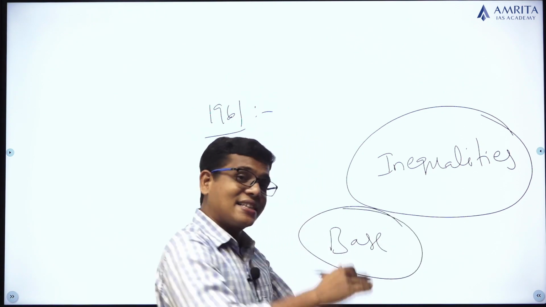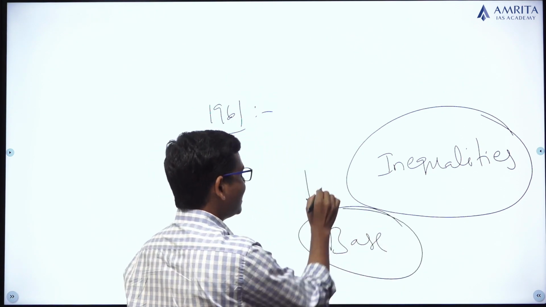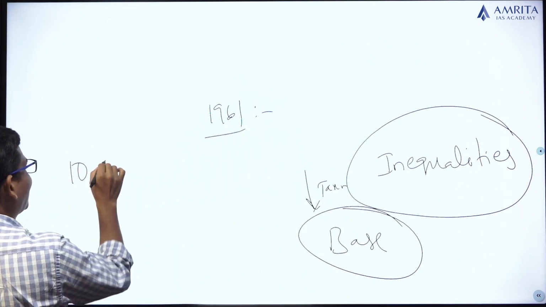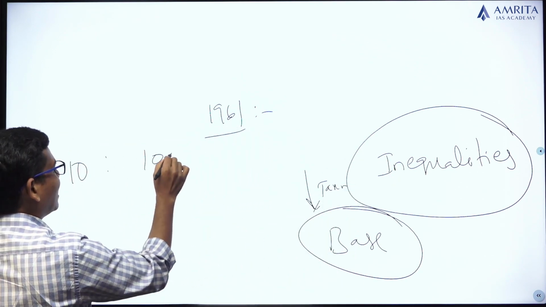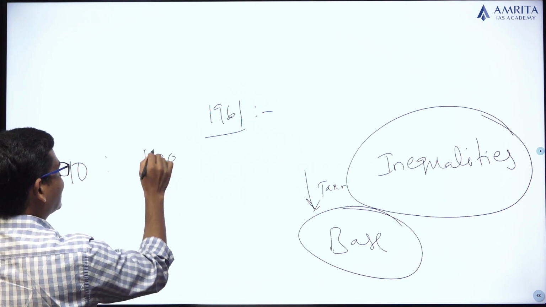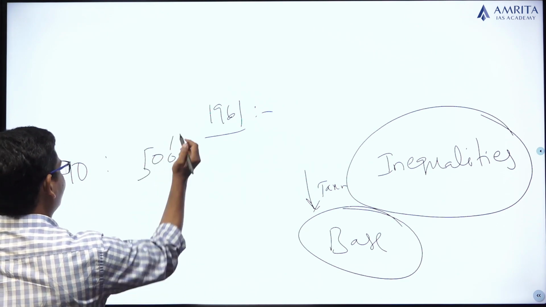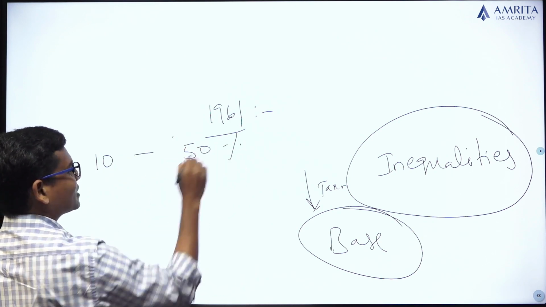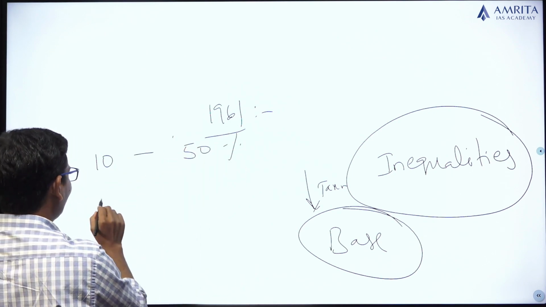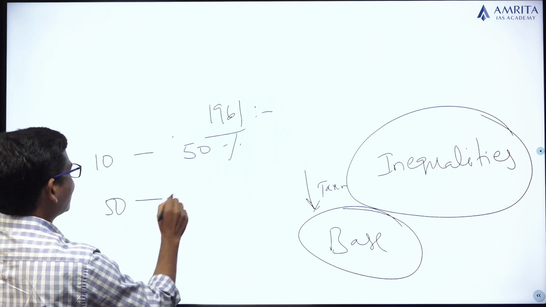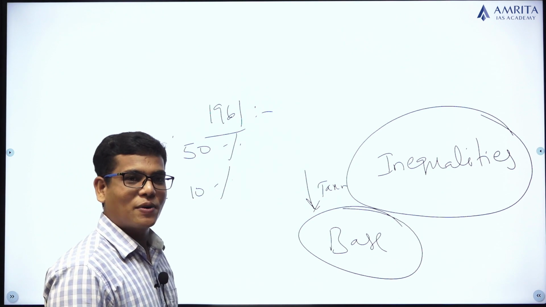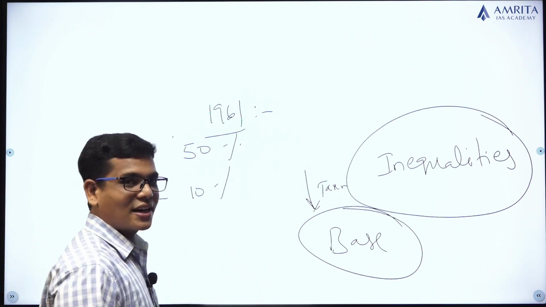When the tax base is increasing, you can reduce the tax rate. Suppose only 10 people are paying, then you have to collect, just assume, 50%. When only 10 people are paying, you need to collect 50% of the tax. But when these 10 have become 50, then you can reduce it to 10%. If it has become 100, you can reduce it more.